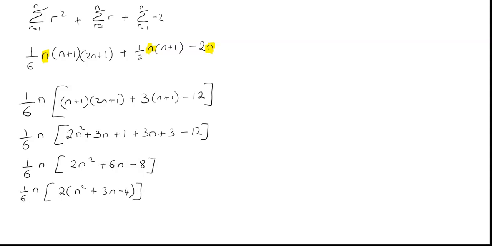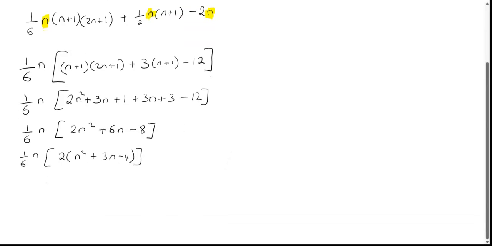And now I'm going to take this 2 outside, and so it's going to be 1/6 times 2. It's 2/6, which is 1/3 n, and then I'm going to factorize the brackets on the inside, and so that's going to be (n plus 4)(n minus 1). And that is what we wanted, so that's the end of my proof.